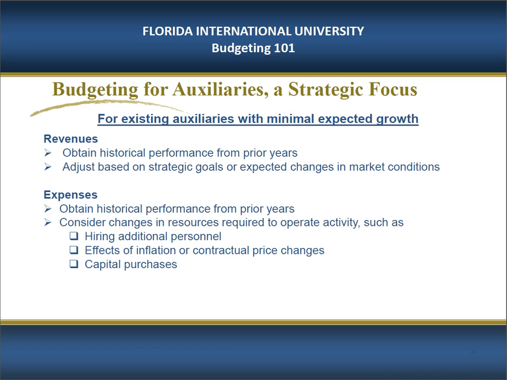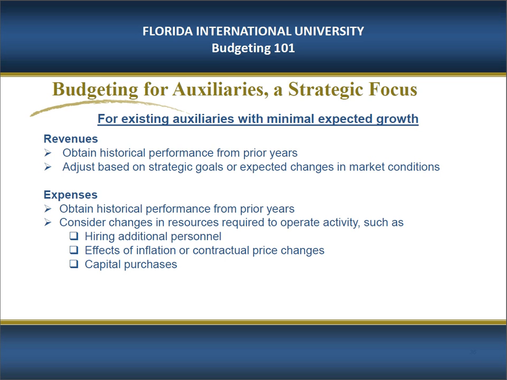For existing auxiliaries with minimal expected growth, consider some of the following. When determining revenue, obtain historical performance from prior years. Make adjustments based on strategic goals and expected changes in the market condition. For example, citation revenue generated by parking decreased when PG5 opened.